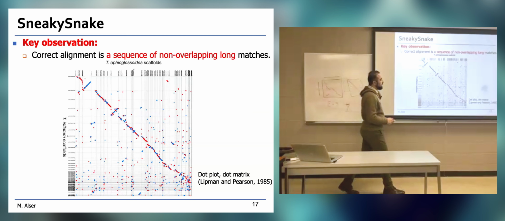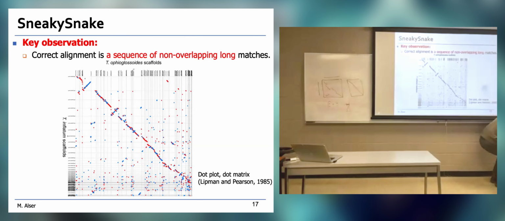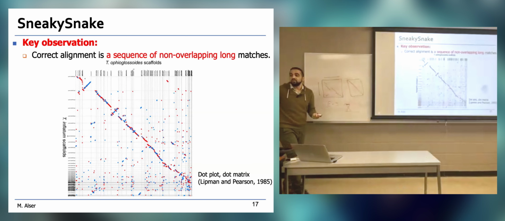Now, this is a very old mechanism published in 1985 called the dot matrix. And you can infer why they call it dot matrix, because each match is just a dot in the matrix.